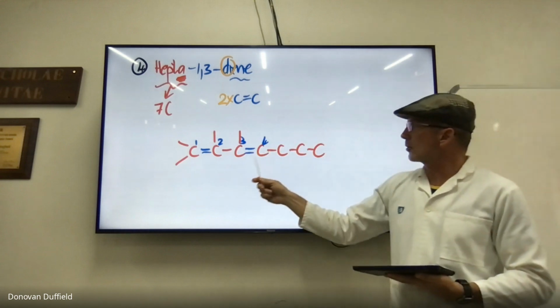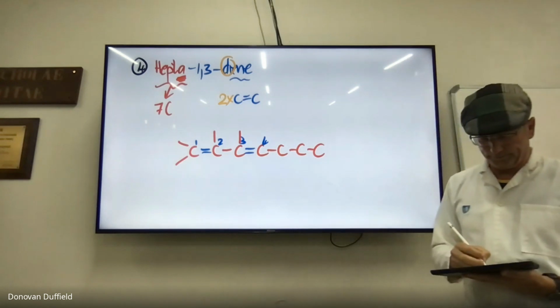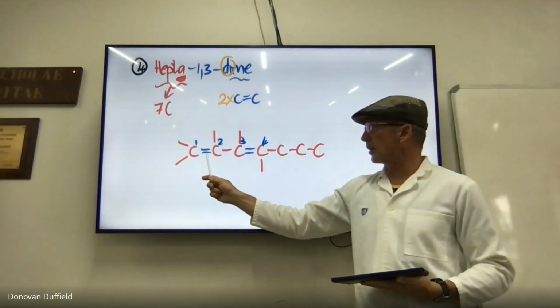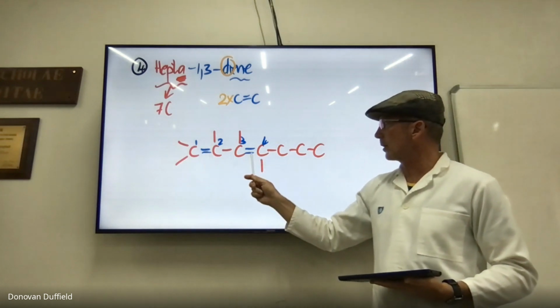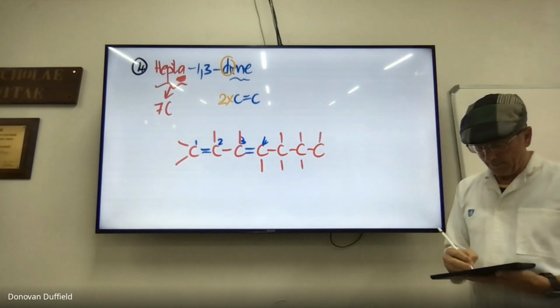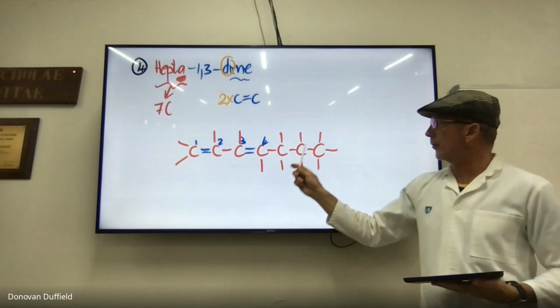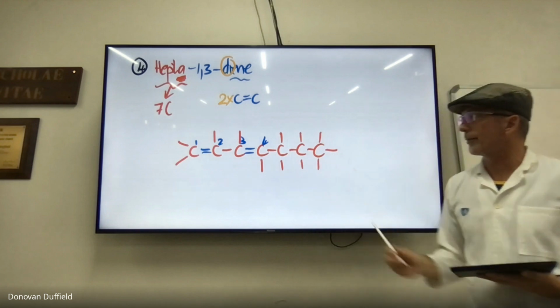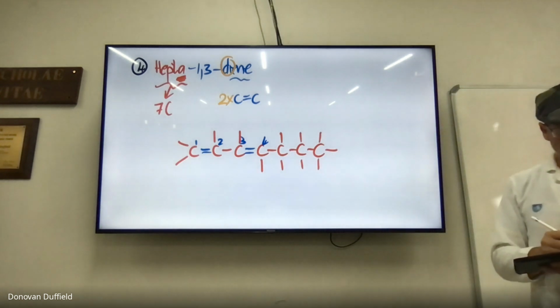All right, 1, 2, 3, 4. Just count, always be careful. It's very easy to make a mistake there. The rest are easy. Okay. Now, let's fill up with hydrogens.